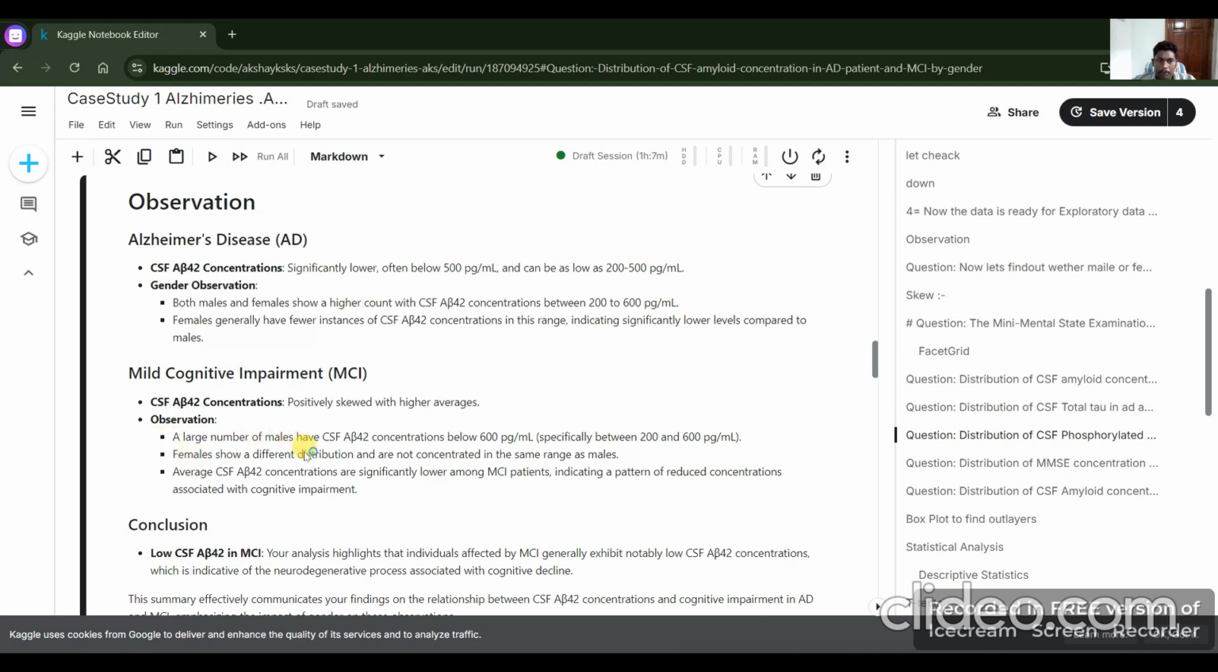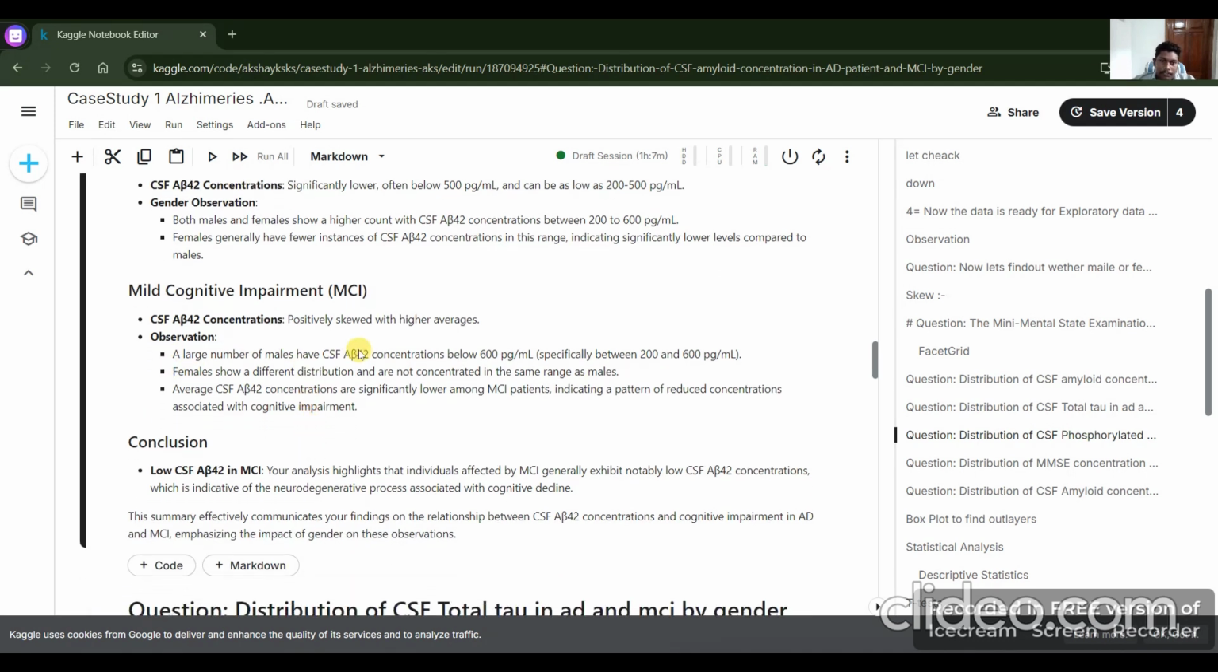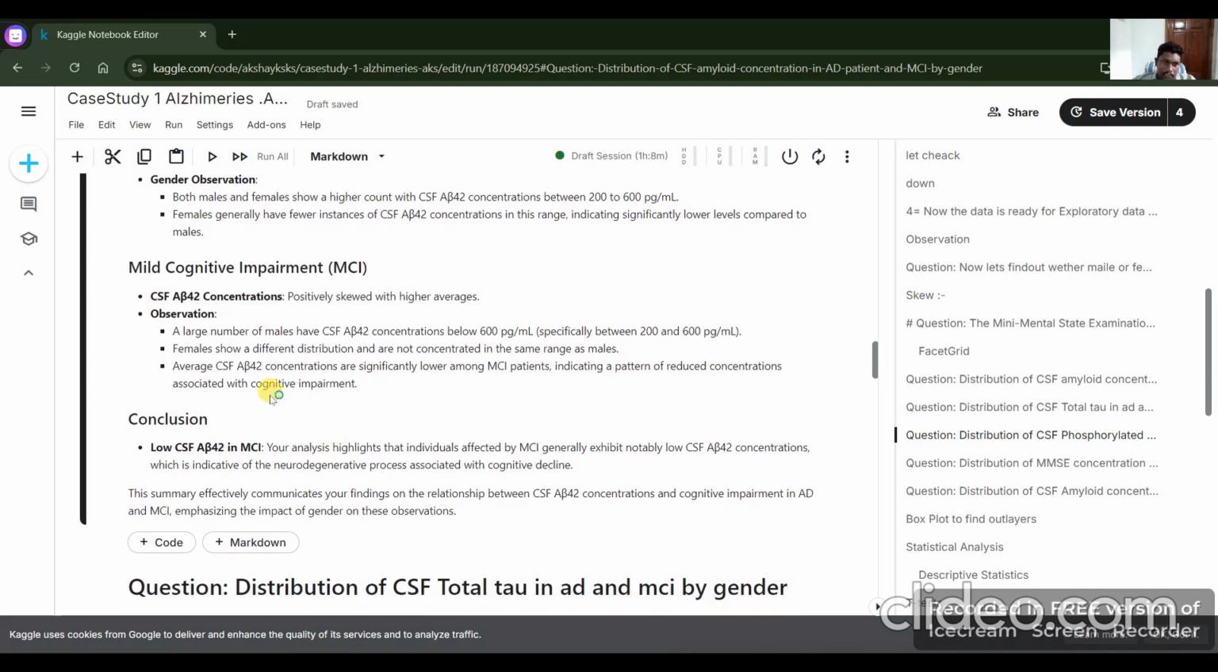Observation is a large number of males have CSF concentration below 600 pg/ml, between 200 and 600. Females show a different distribution, not concentrated in the same range as male. Average CSF concentration is significantly lower among MCI, indicating a pattern of reducing concentration associated with cognitive impairment.